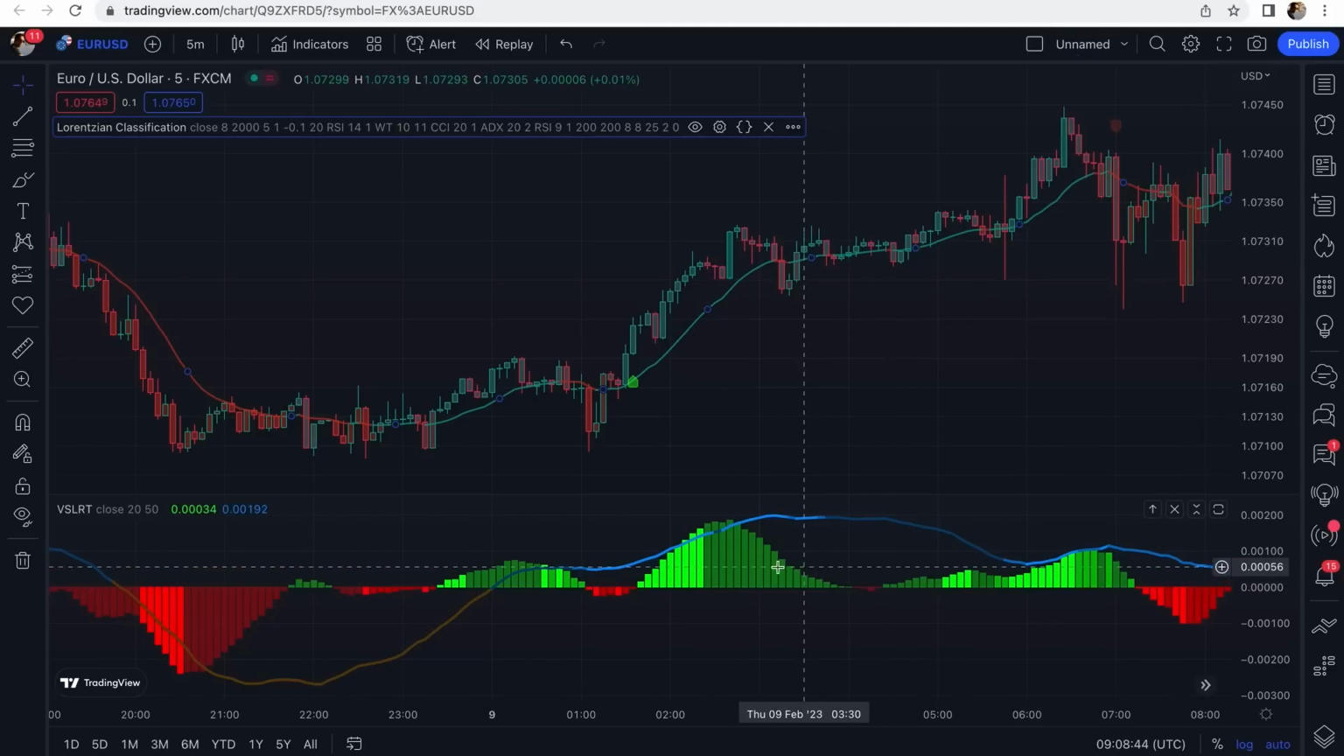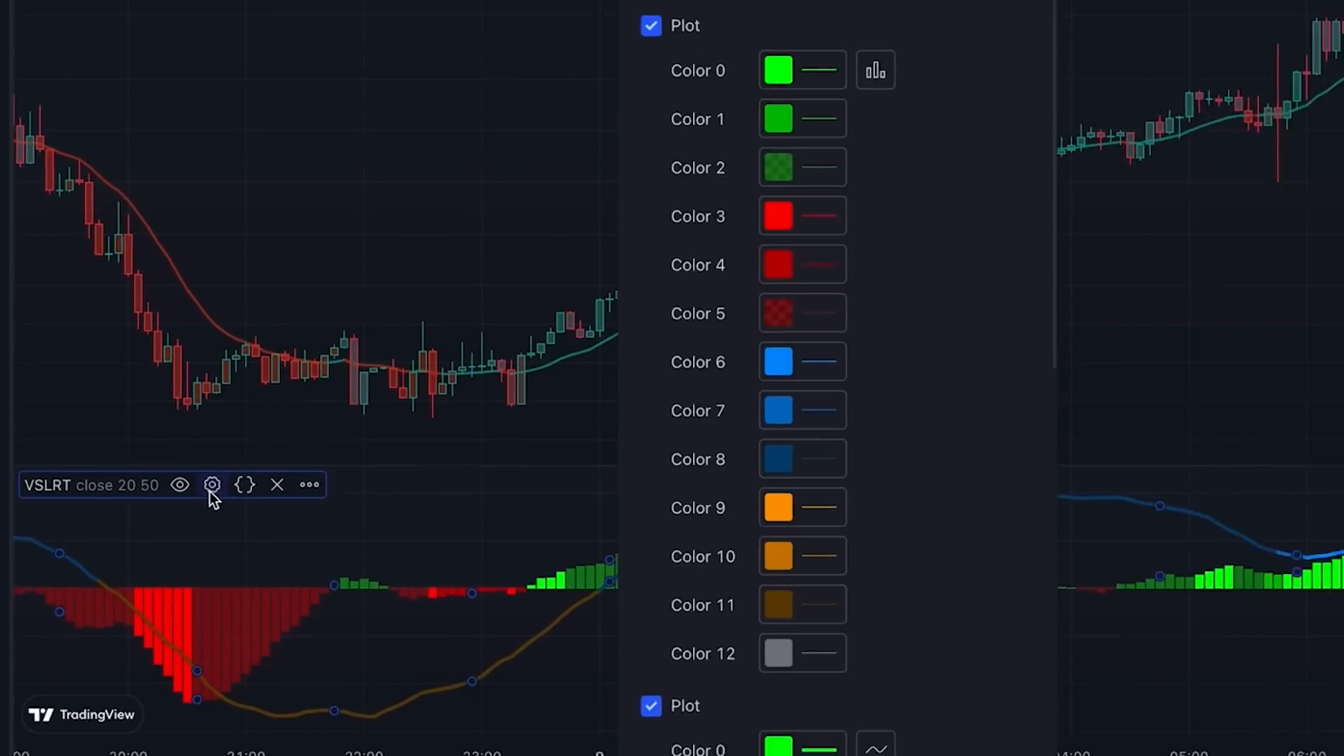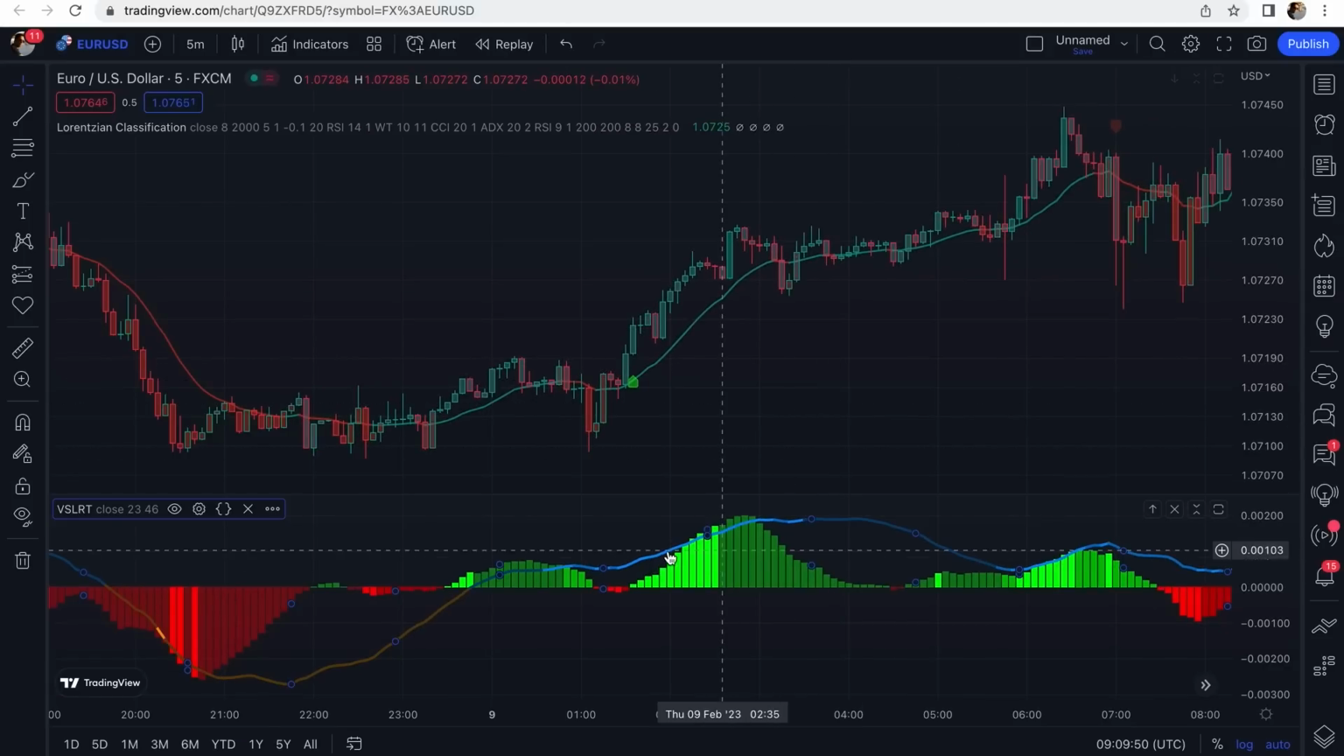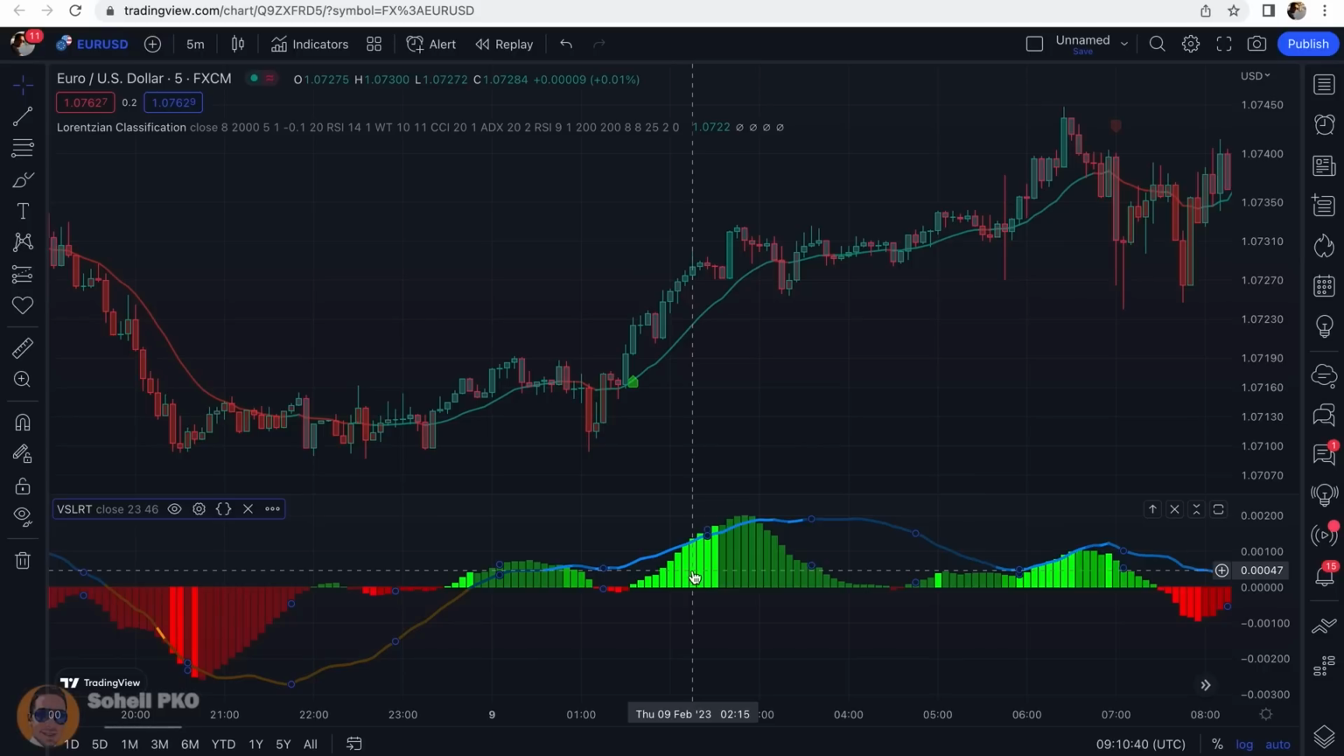For this strategy, we need to change its settings here in the inputs tab. For the short-term length, we set it at 23, and for the long-term length, we set it at 46. Alright, this indicator has different components and different interpretations and signals can be drawn from this indicator. But in this strategy, we only use the histogram. So if you're interested to fully understand this powerful indicator, I have a complete guide on this. The link is also placed in the description of this video and you can check it later.